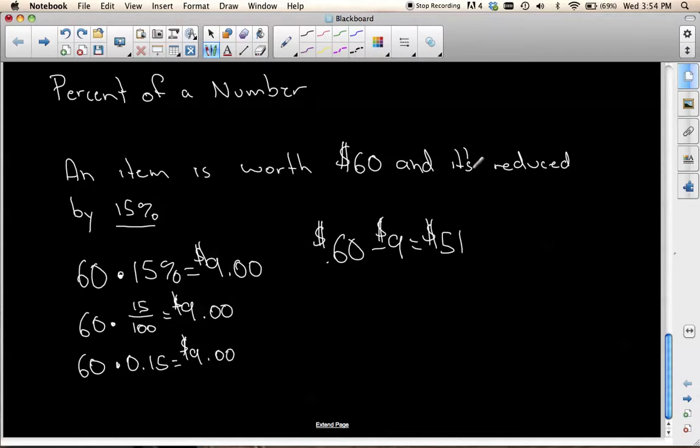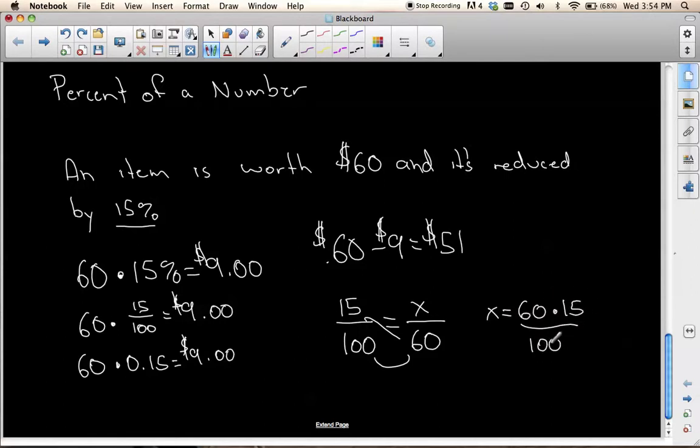The other option that you can do is what we've seen before. We can find the missing term in the proportion. So we can go and be like, okay, well, 15% is the same thing as 15 over 100, and that's equal to the full price, 100% and the full price are the same, over x. And I can cross multiply. So if I say 60 times 15 divided by 100, it'll give me $9. So these are all different ways that you can go and figure out the percent of a number.